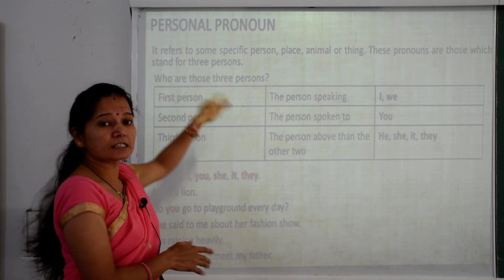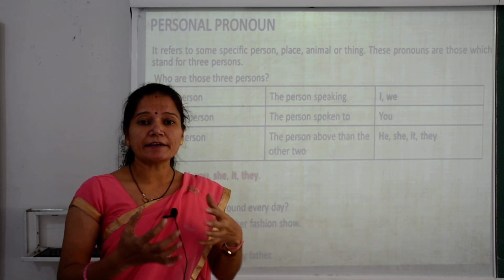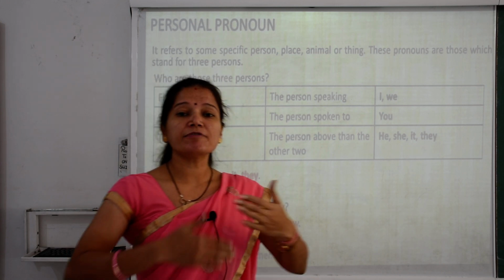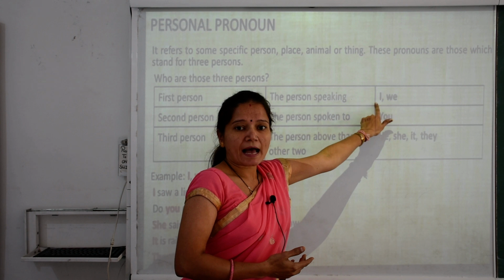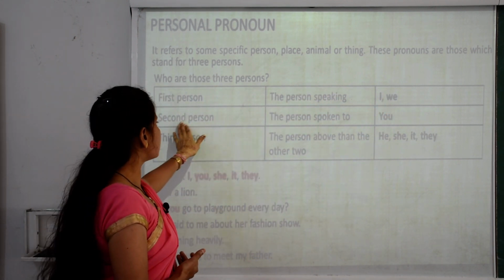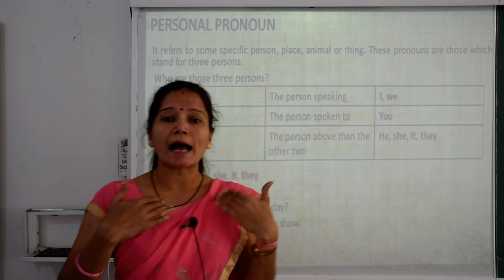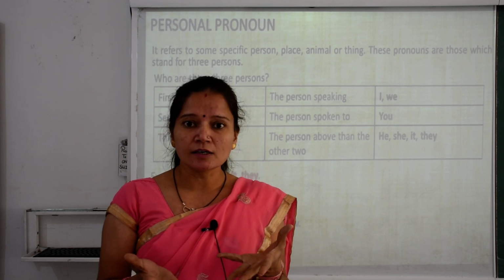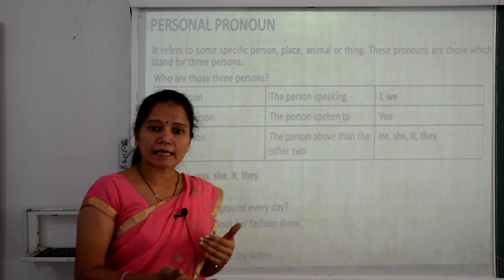So what is the first person? The person speaking. Right now I am speaking, so I am the first person, and if more than one person is speaking, we'll use we. So I and we come in the first person category. Second person means the person spoken to. Right now I am talking to you, so you are the second person, you are listening.